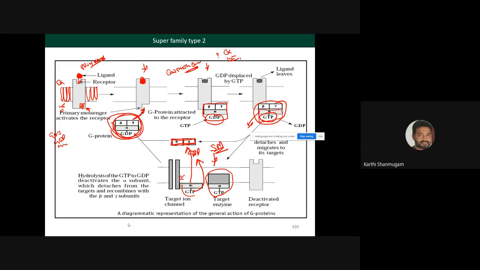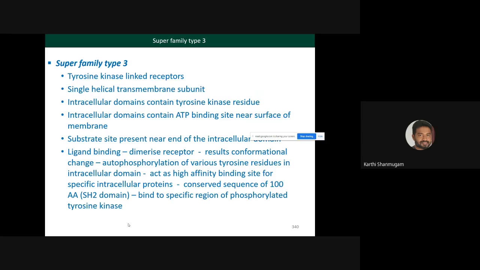Okay, so that is the basic general function of GPCR. Coming to superfamily type 3, it is called the tyrosine kinase linked receptor. I already told the example: the insulin receptor is an example of a tyrosine kinase linked receptor.